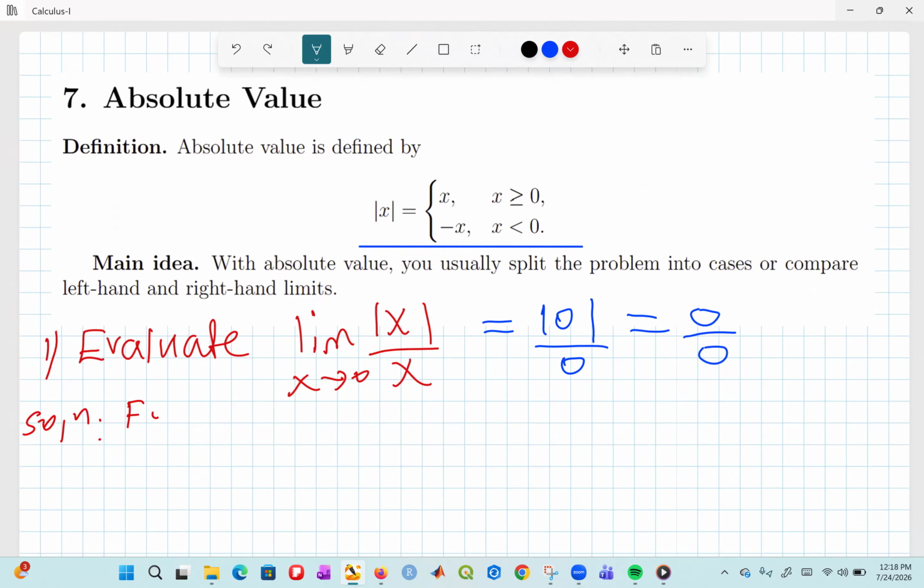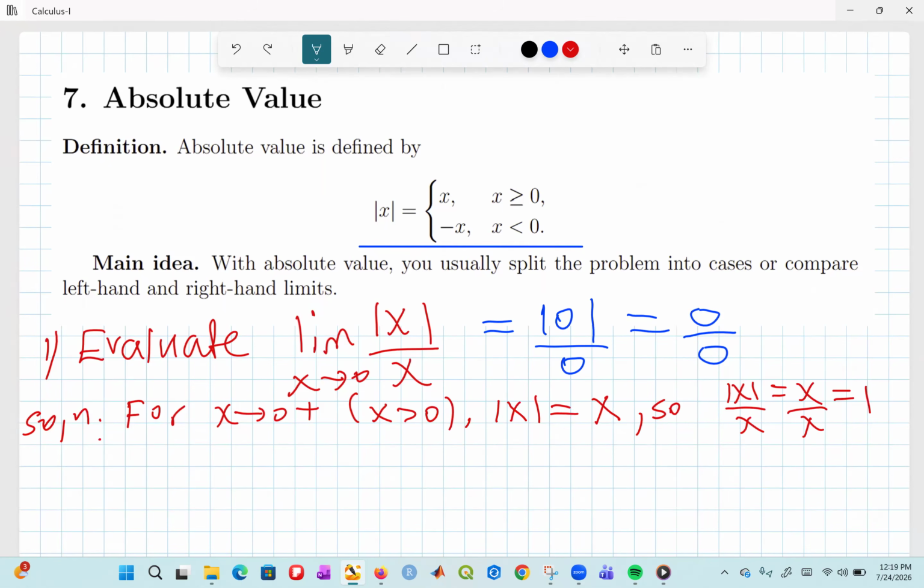For x approaching 0 from the right, this means x is greater than 0. Then the absolute value of x becomes x. So the absolute value of x over x becomes x over x, which is equal to 1.